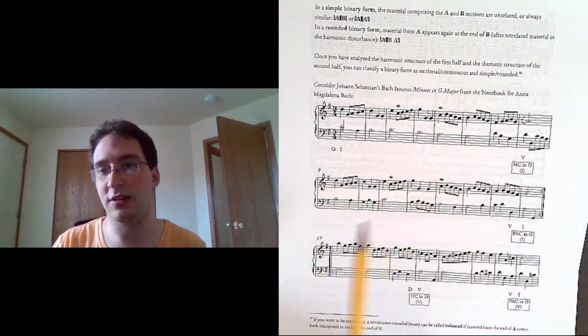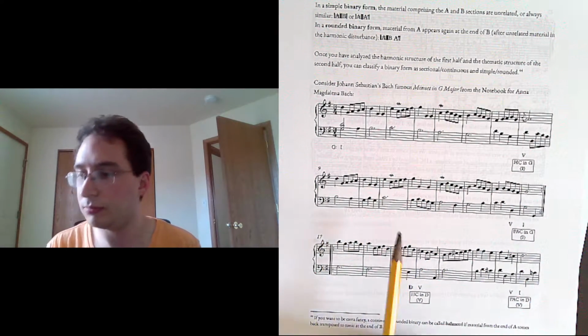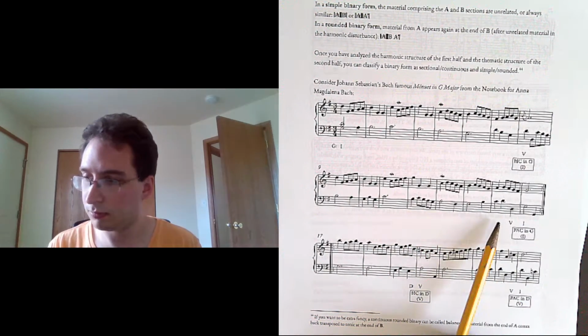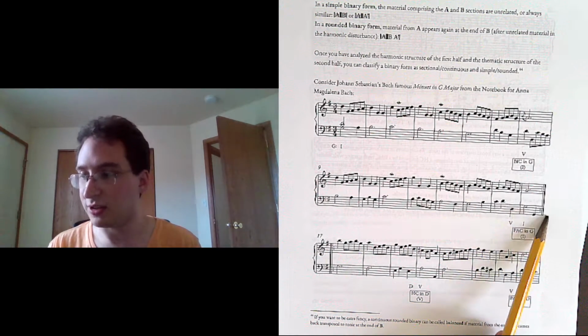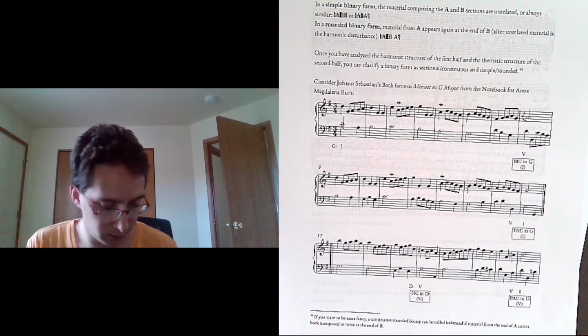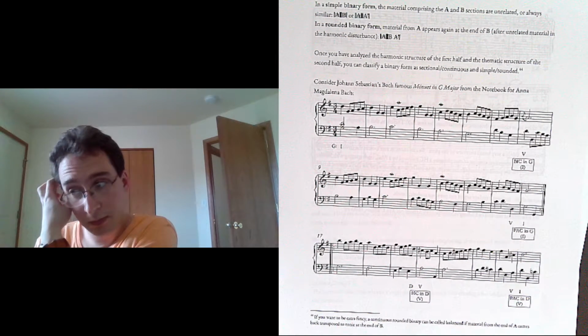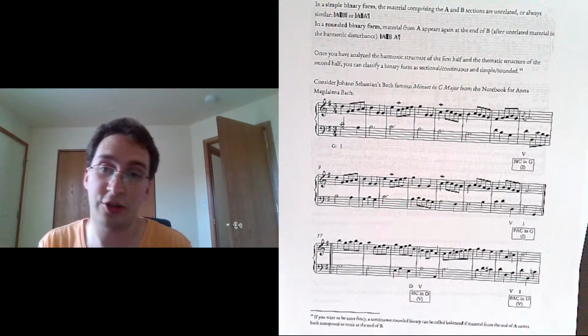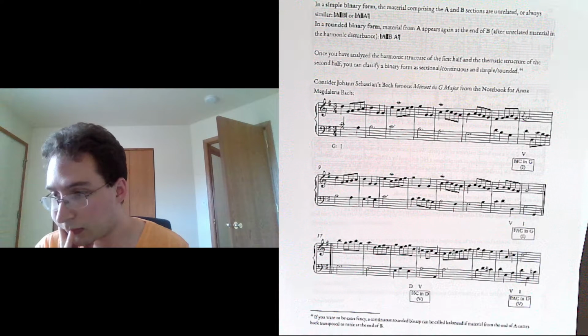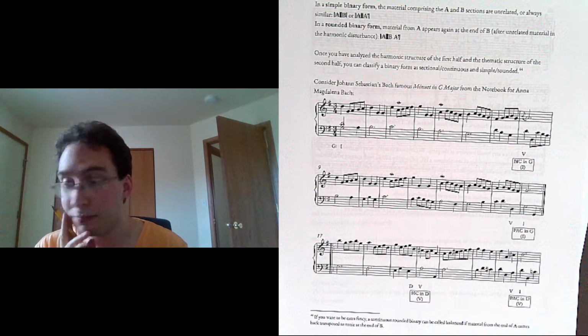Half cadence landed on D there. And a perfect authentic cadence. We repeat our A section. A little bit of ornamentation on the repeat. More than a little. Yep.